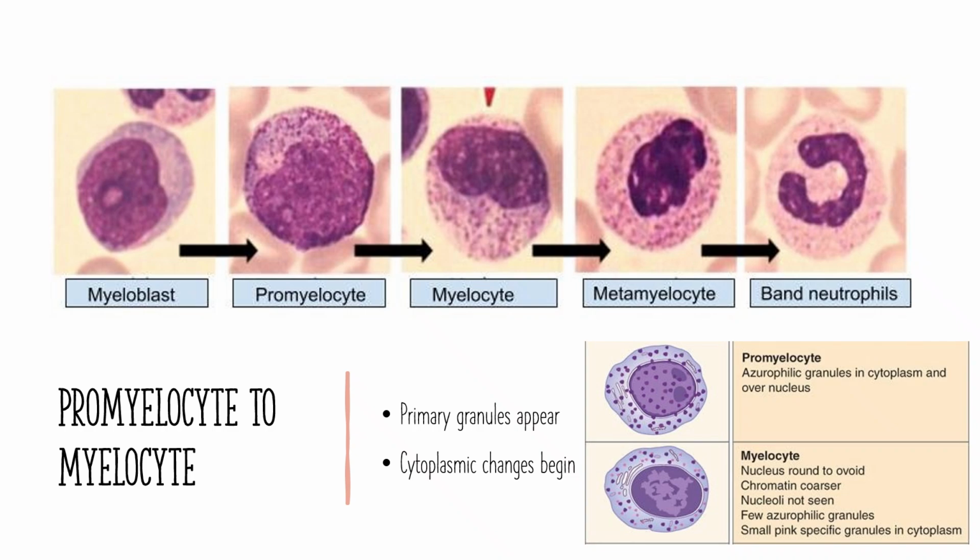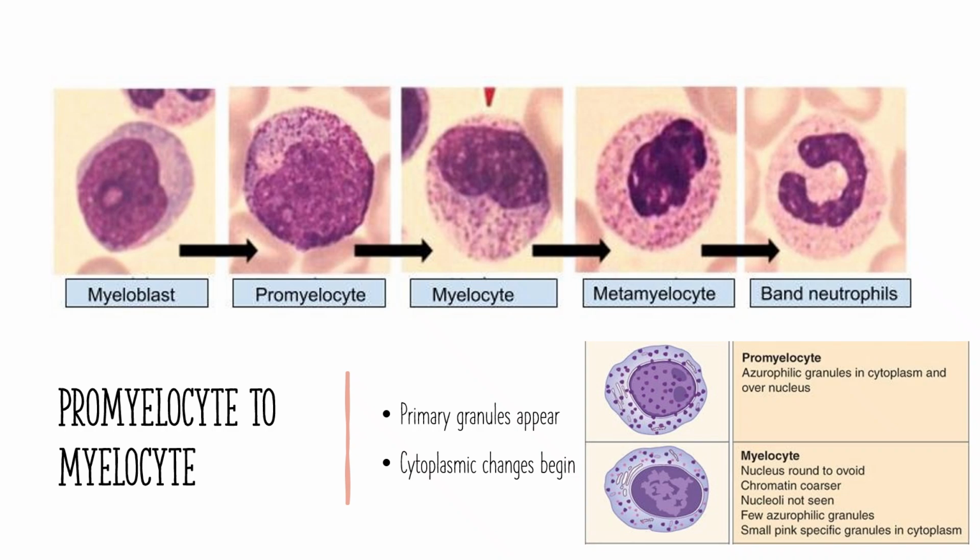Now we move into one of the most visually important transitions in granulocyte development, the progression from promyelocyte to myelocyte. This is where cells begin acquiring the machinery required for immune activity. In the promyelocyte stage, primary or eosinophilic granules first appear. These granules contain enzymes like myeloperoxidase and lysosomal proteins that will later help destroy pathogens. The cytoplasm becomes more prominent, and although the nucleus is still relatively large, chromatin begins to condense.